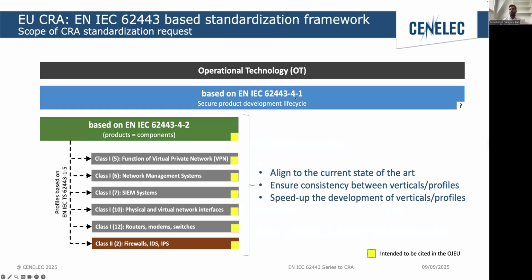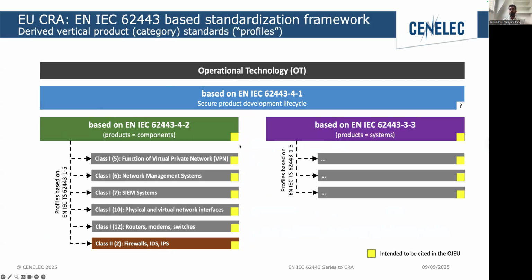So under 4-1, we have the life cycle in general, and in 4-2 we have the requirements for the components. And of course, we have all the listed class 1 and class 2 products, which are in the complete scope of the working group. And of course, in the future, we're going to work on 3-3, which will be in the future activities.